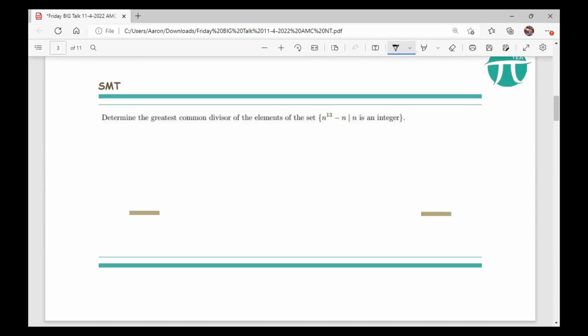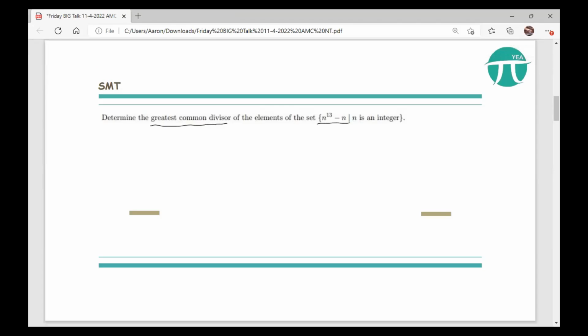Okay, so I'll start going over this problem now. We want to find the greatest common divisor of the elements of the set n to the 13 minus n, such that n is an integer. First of all, we can just let this greatest common divisor be some variable d. By Fermat's little theorem, you can use the fact that n to the 13 is equal to n to the 6 squared times n, which is equal to n cubed to the 4th times n.